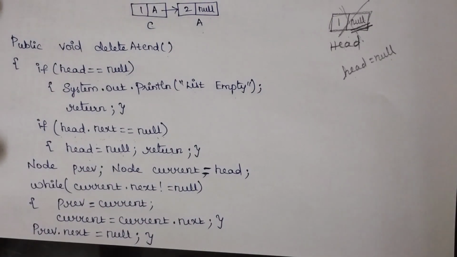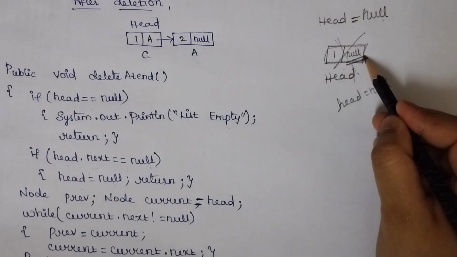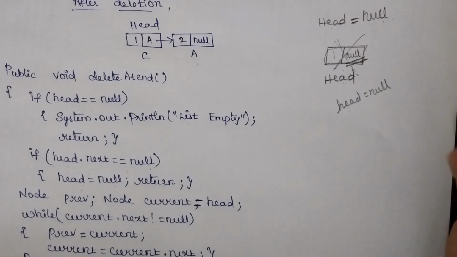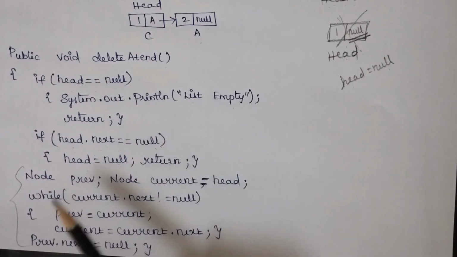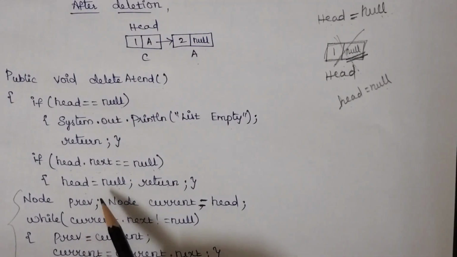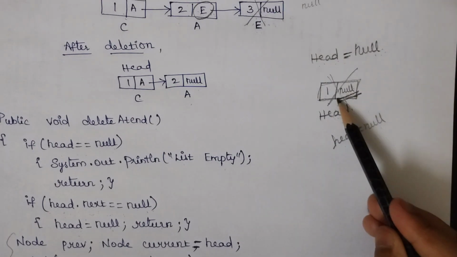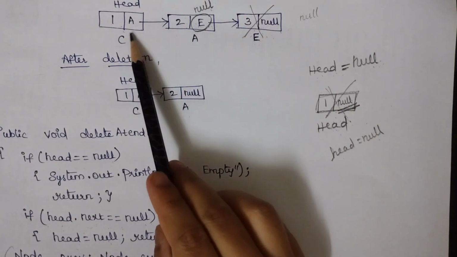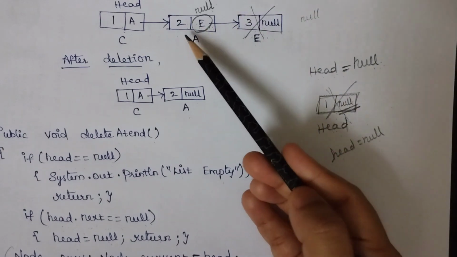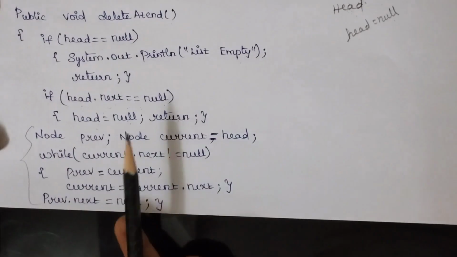And if head is not equal to null, and your head dot next is also not equal to null, then what do you need to do? That is your third case. If both the conditions are false, then you are coming to this one. And what does this actually mean? Your head is not equal to null, and your head dot next is also not equal to null, which means you have a list which contains more than one node in it. It can be 2 or 3 or 4 or anything, but it has more than one node. So that is what this condition is saying.